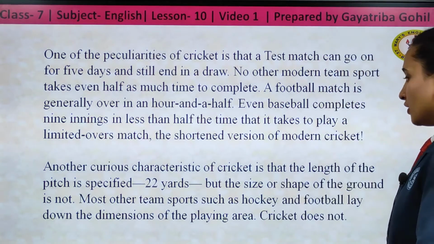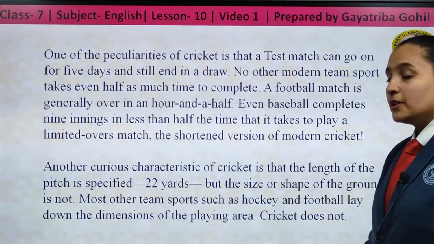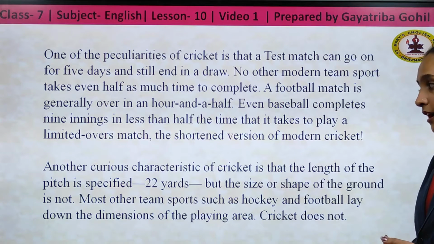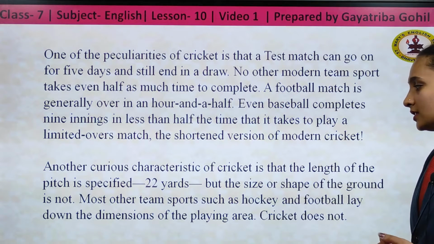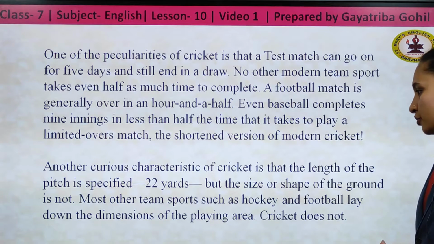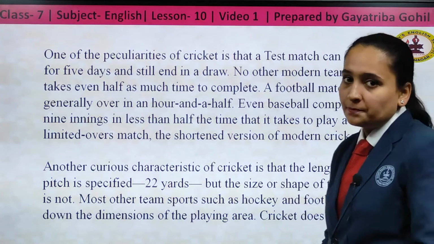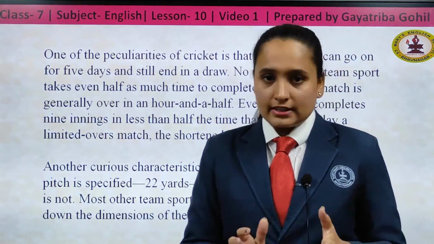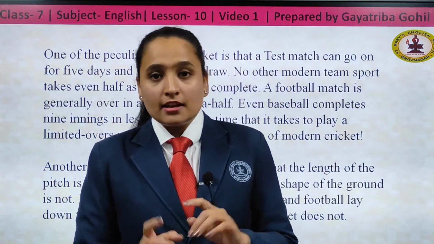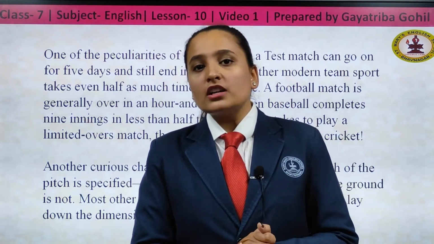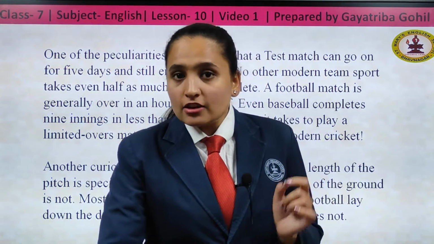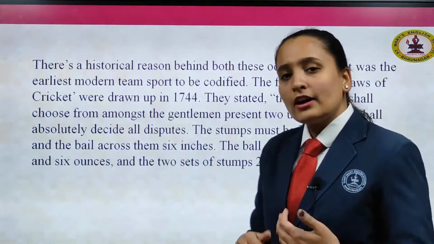Another curious characteristic of cricket is that the length of the pitch is specified, 22 yards, but the size or shape of the ground is not. Most other team sports such as hockey and football lay down the dimensions of the playing area. Cricket does not. So another strange thing is that the pitch for a cricket game is fixed. It has to be 22 yards, but the shape of the ground is not fixed. It can be a circle, it can be an oval, right? So the dimensions are not specifically laid down like any other sport.